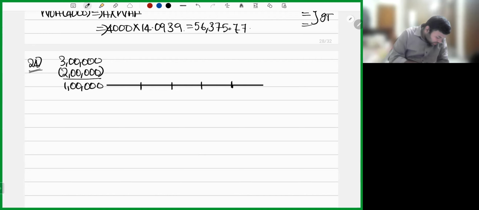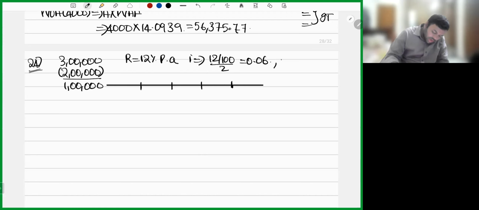Next, what is he telling? Rate of interest is 12% per annum. But he will pay every 6 months. R is given for the whole year, but I don't want it for the whole year, I want it for only 6 months. You remember we used to do this in compounded quarterly, half yearly, the same thing. I by 2, so 12 by 100 whole divided by 2. That is 0.06. Compounded half yearly in 20 equal half-yearly installments, so N is equal to 20.